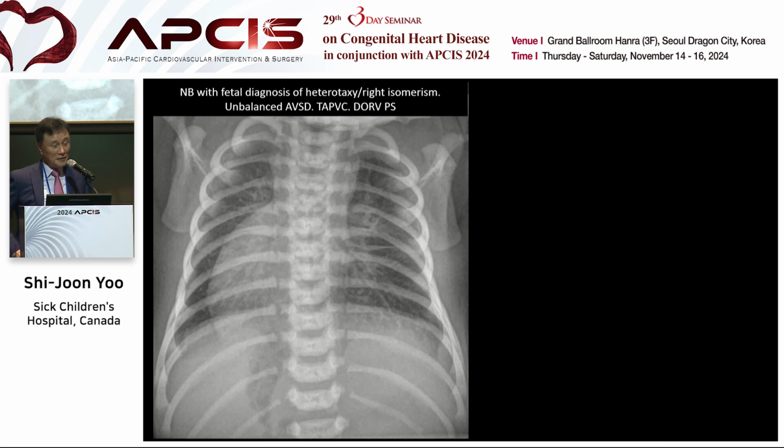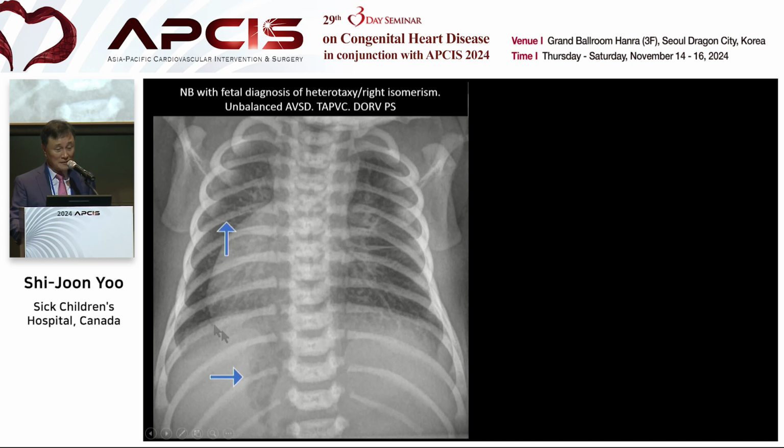Okay, so let me start with the clinical examples. This is a newborn with a fetal diagnosis of heterotaxy, presumably right isomerism, unbalanced AVSD, and total anomalous pulmonary venous connection. What do you see? I'm showing you cases, so take the challenge: what do you see, what is abnormal? The first thing I would emphasize is to look at the abdomen first. The stomach is in the wrong place, on the right side. Not only is it on the right side, it's medially displaced, which is highly suggestive of a transverse liver. So certainly the situs is abnormal.